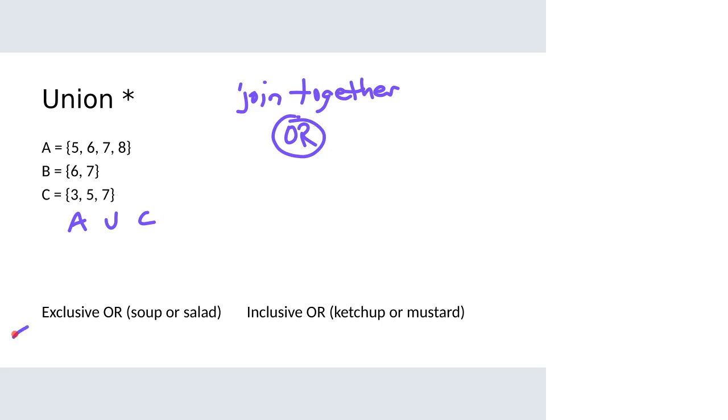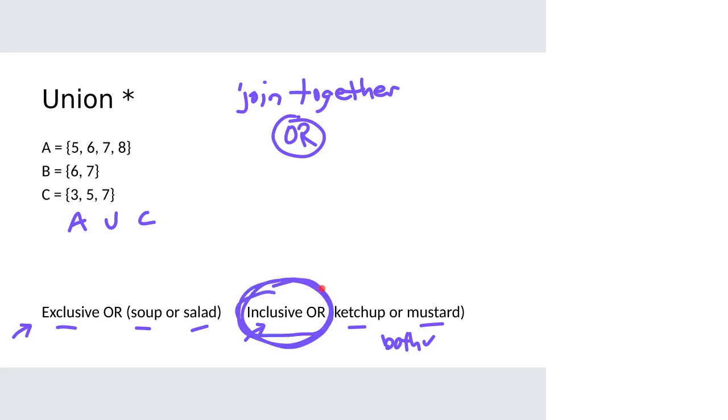And I want to make a quick point about two different types of or here. When you go to a restaurant and the waiter says, would you like soup or salad? What that typically means is you can have soup, you can have salad, but you can't have both. That's exclusive or. If you go to a hot dog vendor and the hot dog vendor says, do you want ketchup or mustard? You could have ketchup, you could have mustard, and you could have both. Both is okay here. Inclusive or is the type of or we use in mathematics.